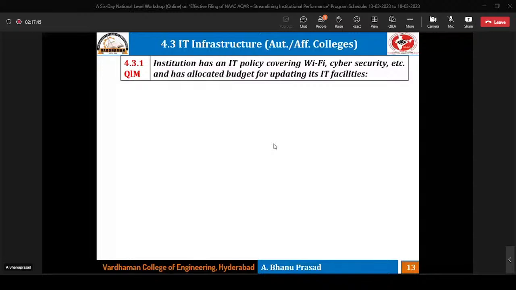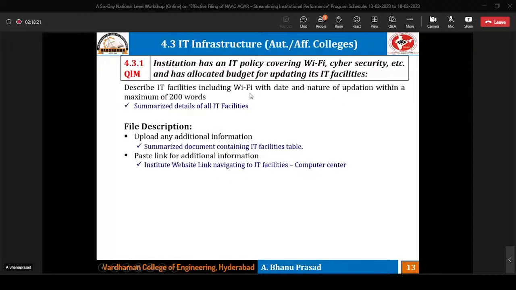Now we move on to the technology part. Most of the faculty were born and brought up before the millennium, before the 21st century. But our techies, our students, are born and brought up in the new millennium, where technology raised them. So it is our responsibility to adapt to that. The IT infrastructure is most important. So the QLM asks for the facilities of all the IT related, with the date and nature of updation, within a maximum of 200 words.